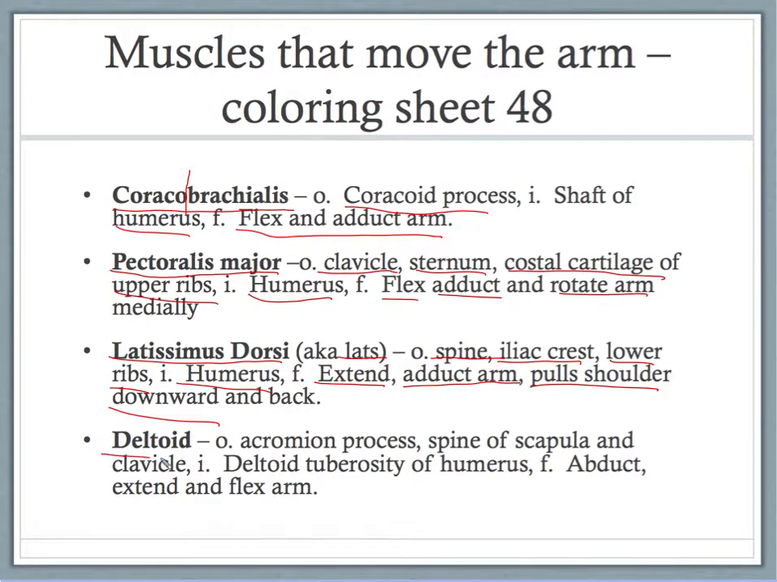And then we have your deltoid. Your deltoid muscle originates at your acromion process, which is found on your scapula. Also originates at the spine of the scapula and the clavicle. So everything is kind of on the upper portion of your shoulder. Inserts along the deltoid tuberosity of the humerus. Functions to abduct, extend, and flex the arm, depending on which portion of the deltoid muscle is contracting. Can do all three.